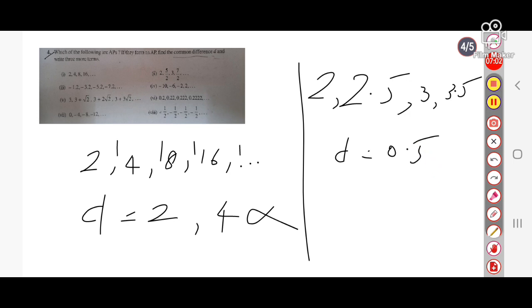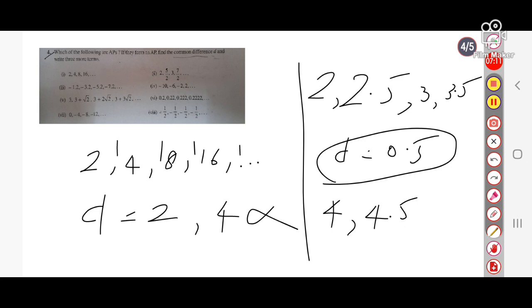So if they form an AP, find the common difference. So the common difference D is 0.5 and write three more terms. So simply we can write 3.5, the next term will be 4, the next term will be 4.5, the next term will be 5, and if you want you can write 5.5, 6 and it goes on. The same thing, by just adding 0.5 to each and every preceding term in the sequence. So that forms the following terms, right?